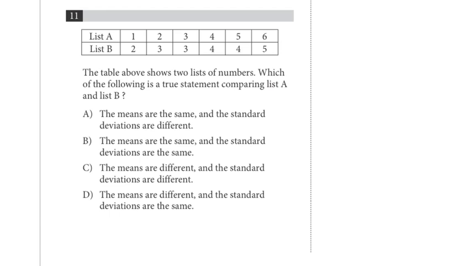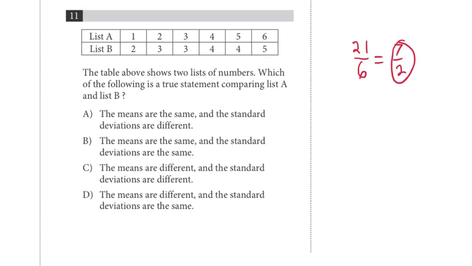So for list A, if we check out the mean, that's 1, 2, 3, 4, 5, 6. If we add those together, 1 and 2 is 3, 3 and 3 is 6, 6 plus 4 is 10, 10 plus 5 is 15, plus 6 is 21. So we added the list A, we get 21, and we'll divide by the 6 numbers there. And we will get 7 over 2, which is 3.5.